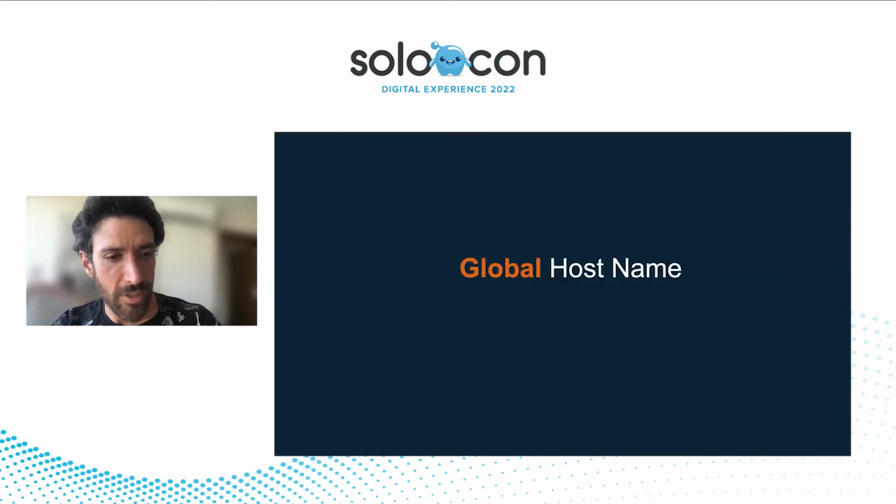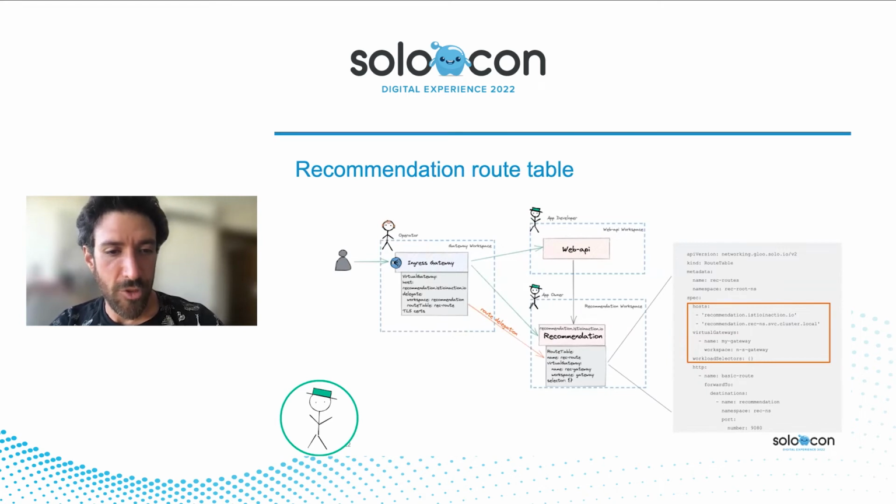We can see in this example how the virtual gateway is delegating the role of routing into the recommendation workspace. So the recommendation application owner does not need to go to the operator and say, hey, I need some new routes added to the gateway. They can simply update their route table and the gateway will be updated accordingly.